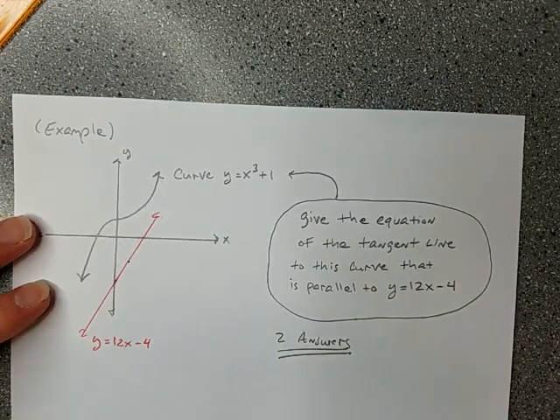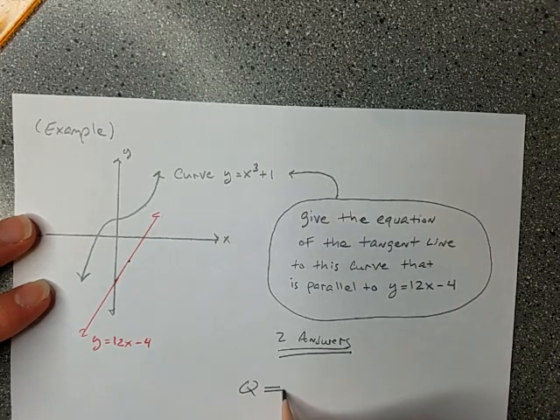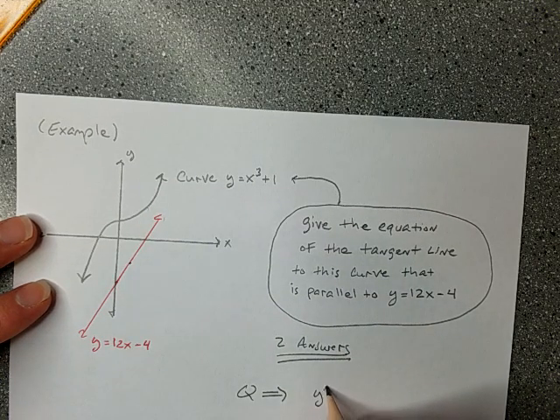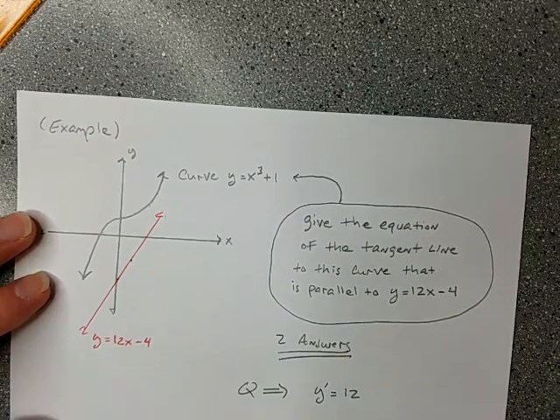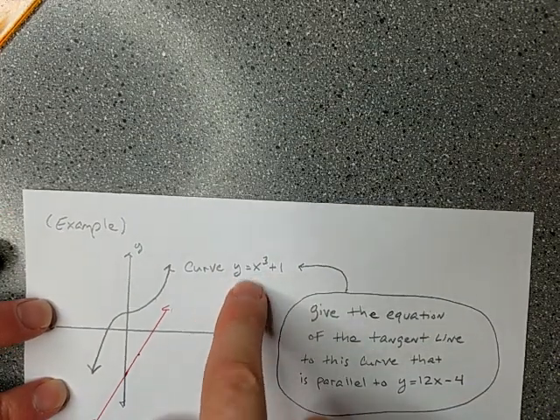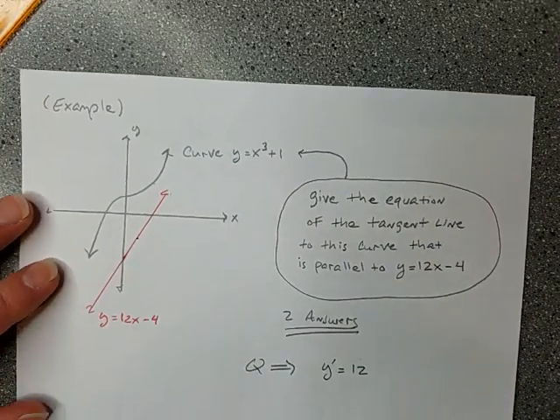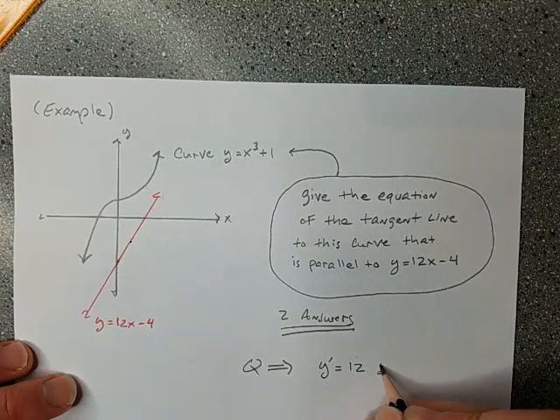Anyway, all right, so we'll translate the question again. The question seems to be asking us, where are the places where y prime is 12, right? Y prime gives you the slope of the curve. The curve is y. Y prime tells you the slope of the curve at any point that you're interested in, okay? So where is y prime going to be 12?